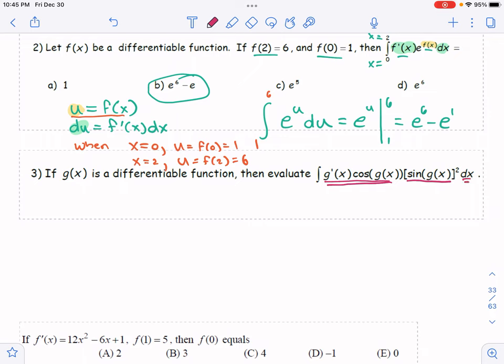So let's just give it a shot. I should note that there's nothing wrong with a little guessing and checking. This is a harder process than taking derivatives. So if I let u be sine of g of x, then du would be, so the derivative of sine is cosine, so it's cosine of g of x. By the chain rule, I have to follow it up with a g prime of x dx.